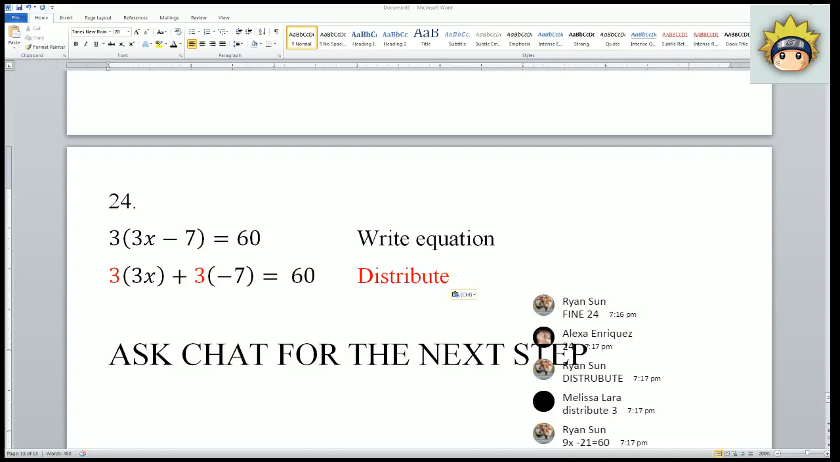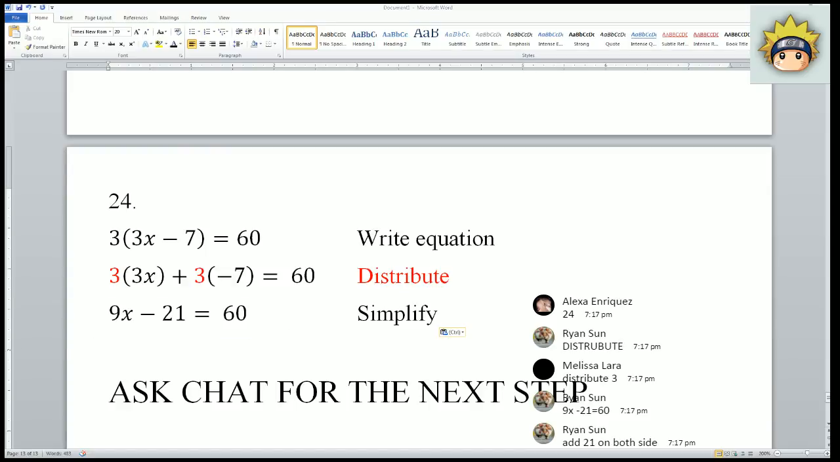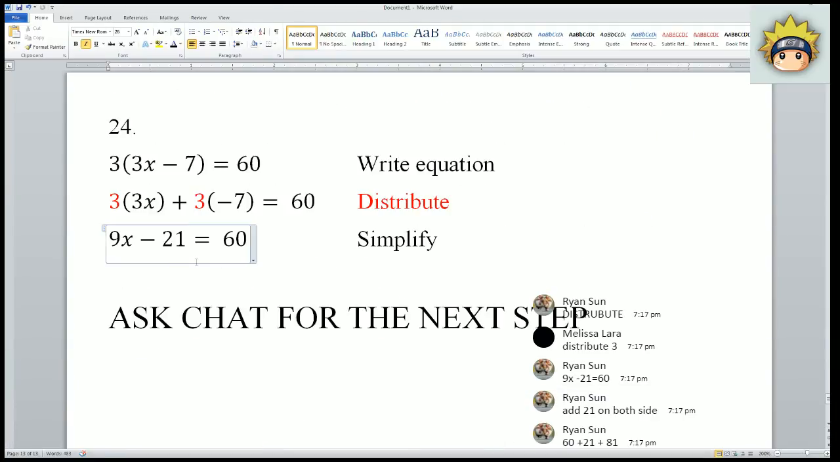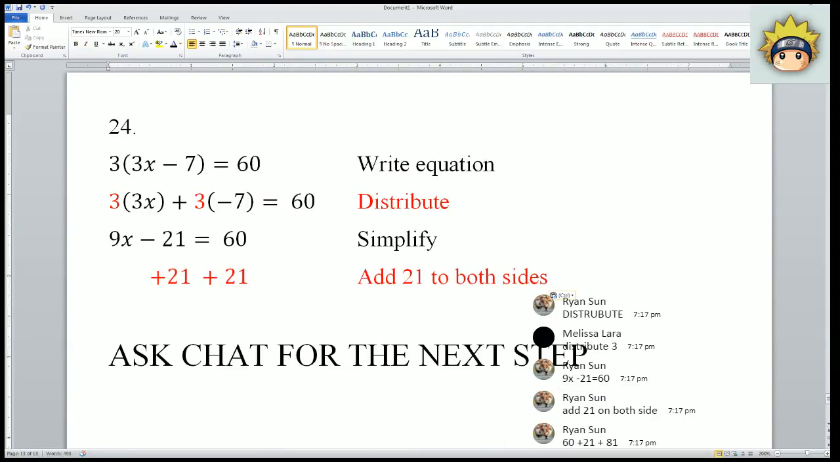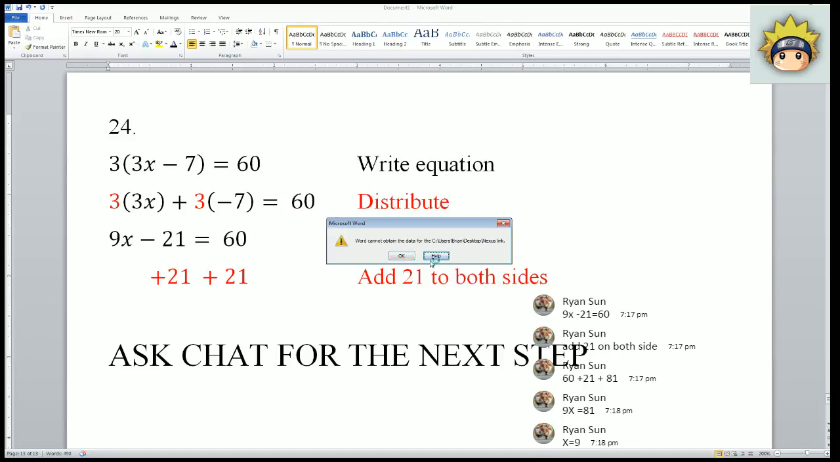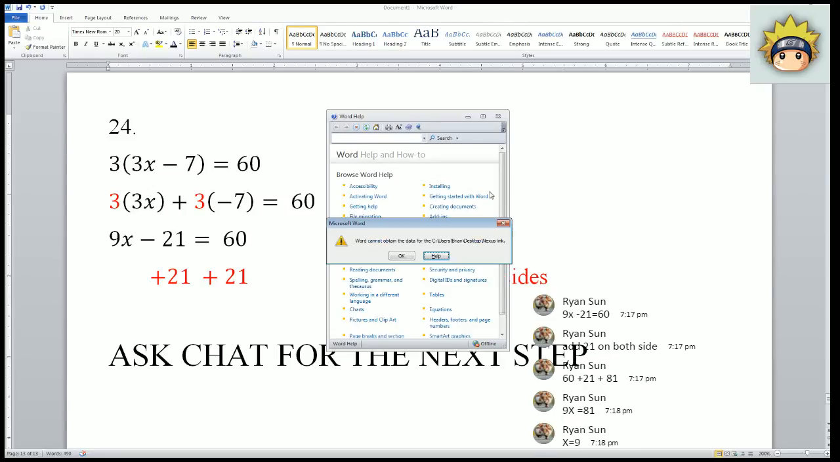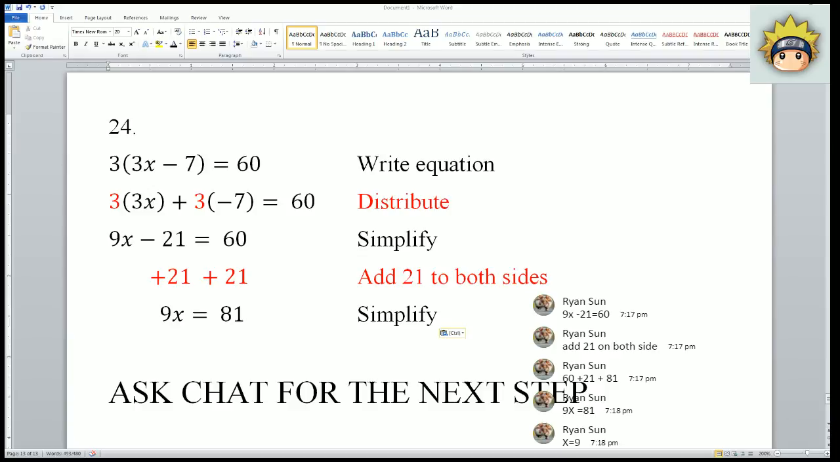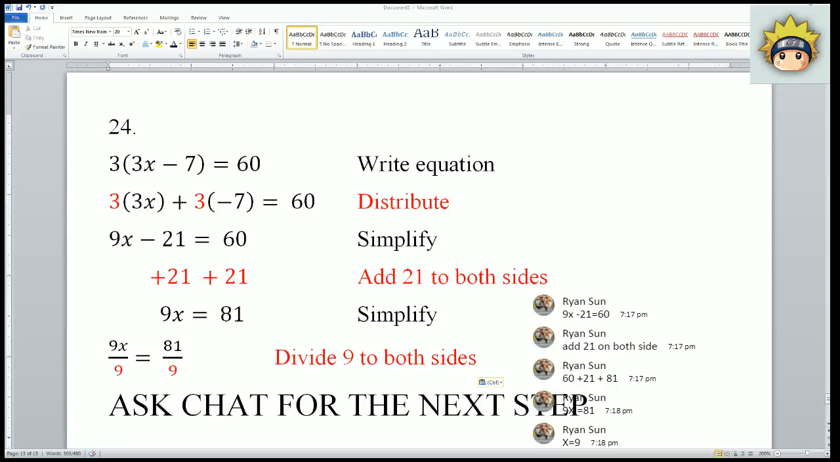Good. Alright, good. Then Ryan says what? Whoa, what happened? Yep. There you go. Add 21 to both sides. You should have gotten 9x. Uh-oh, error, okay. Good, 9x, then divide 9 to both sides. Then x equals 9.